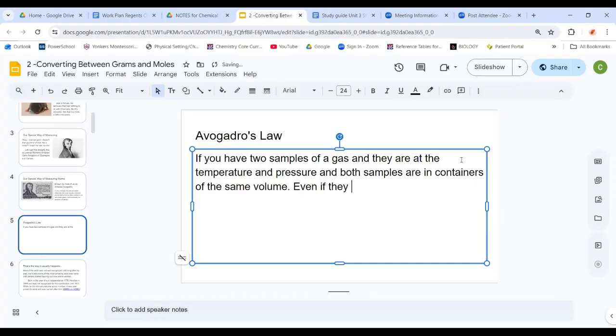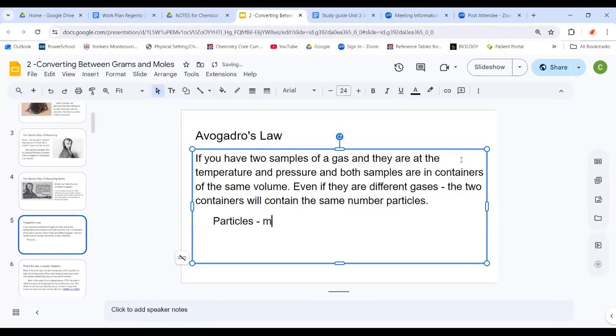Even if they are different gases, the two containers will contain the same number of atoms or of particles. I'm going to say particles, and the reason I'm going to say particles is because it means molecules or atoms.